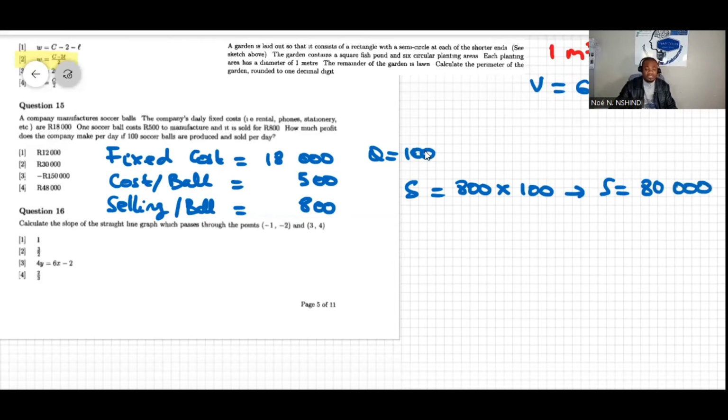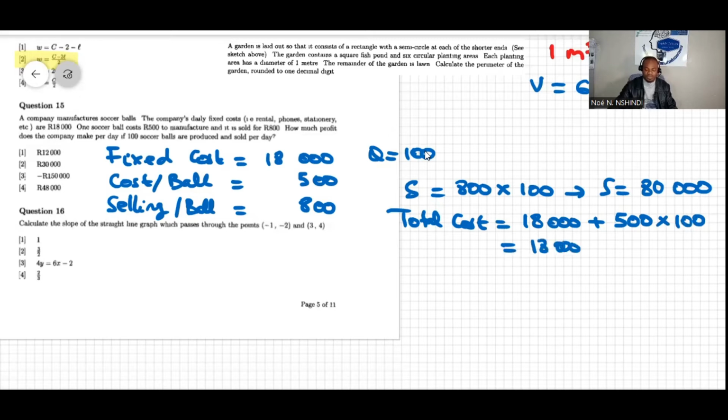Now, let's calculate the total costs of making the soccer ball. The total cost would be the fixed cost, which is 18,000 rand, plus the cost per ball. The cost per ball is 500 rand, and then there are 100 balls, the quantity. So this will be equal to 18,000 plus 50,000.